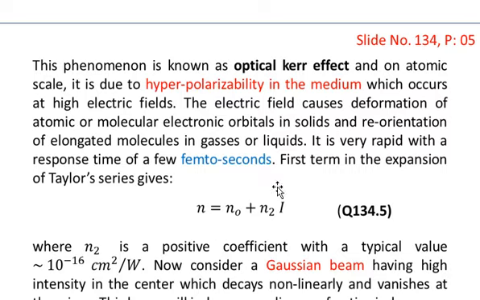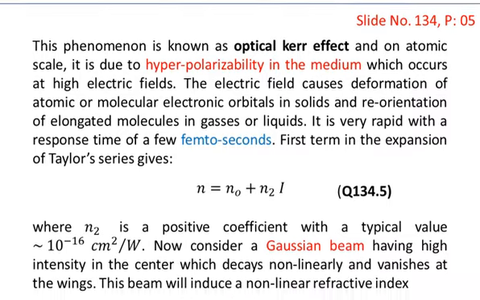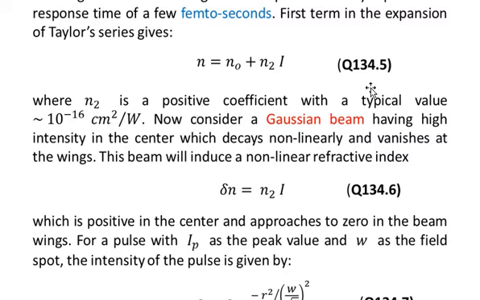So equation number 4 can be expanded using the Taylor series as: n is equal to n naught plus n2 times I, where I is the intensity of the input beam. Here we are assuming that I is very high because the input power incident on the Kerr cell is very high, where n2 is a positive coefficient with a typical value of the order of 10 to the power minus 16 centimeter square per watt.